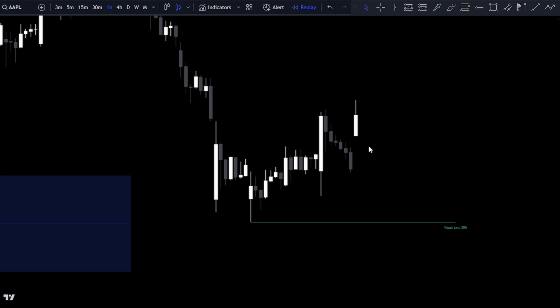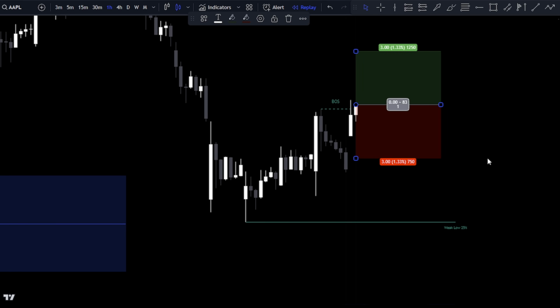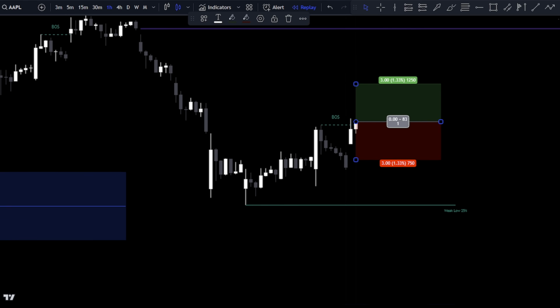Now that the first condition is met, let's move on to the second step. Next, we need a bullish break of structure label to appear. A candlestick later, there it is. The bullish BOS label has printed on the chart, confirming our second entry condition. With both conditions met, we're ready to open a buy trade. The entry point is at the close of the candlestick where the BOS label appeared.